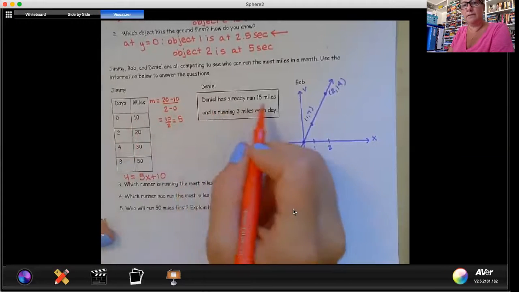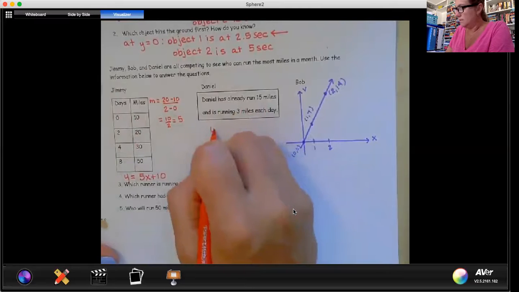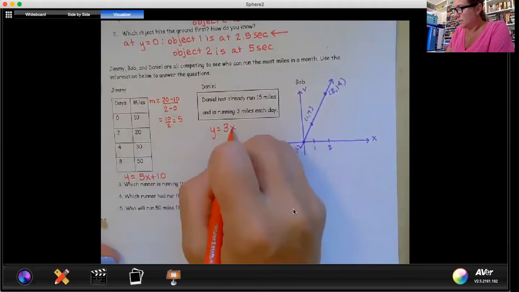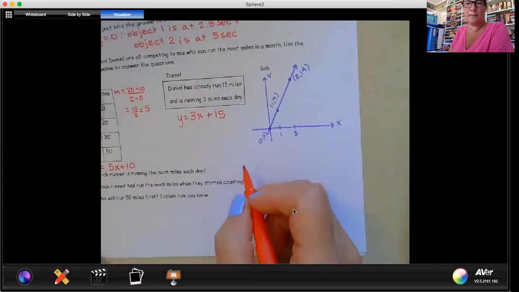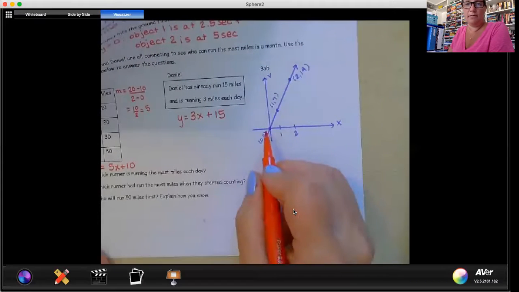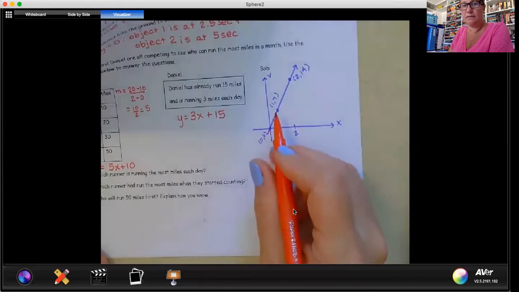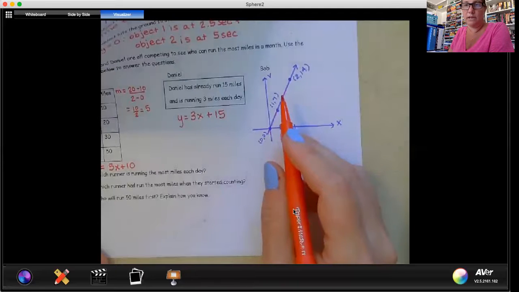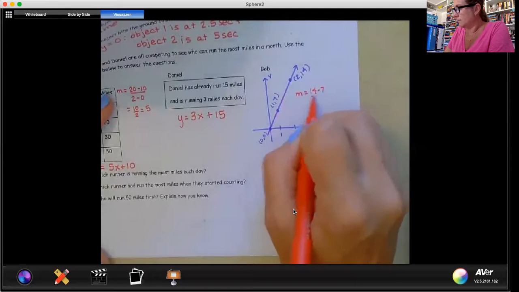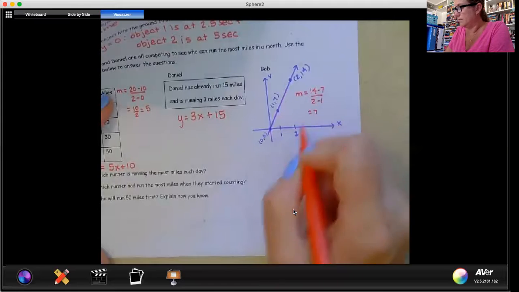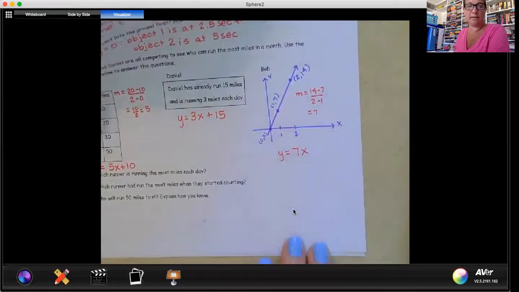Daniel has already run 15 miles and he's running 3 miles each day. He's already run 15. And for Bob, on day 0, he has run 0 miles. But on day 1, he's run 7, and on day 2, he's run 14. So our slope here, 14 minus 7 over 2 minus 1 is 7. And the y-intercept is 0. So this function is y equals 7x.